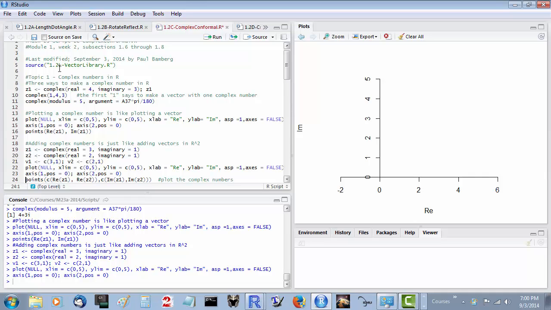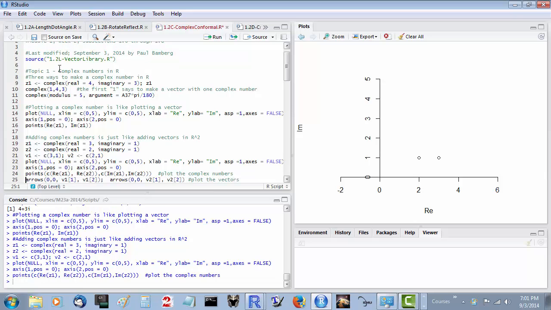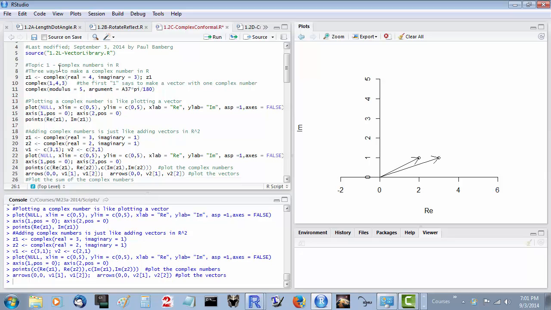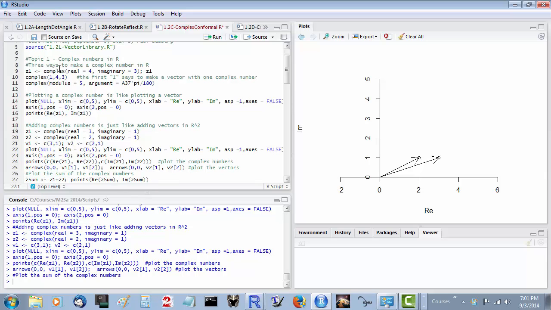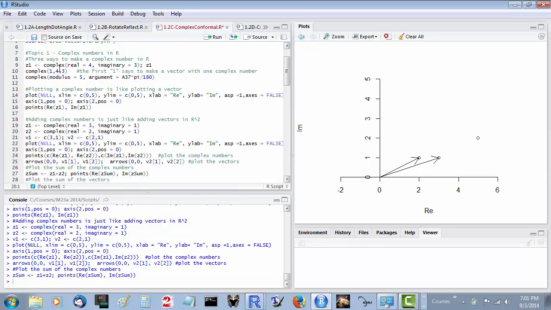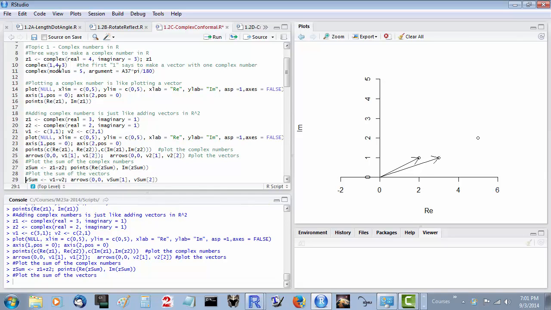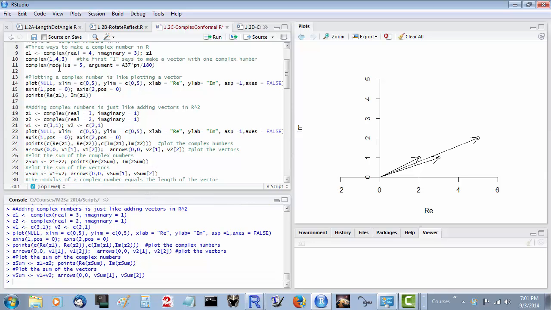And sure enough, if we plot the complex numbers in the standard way, by putting the real part on the horizontal axis, the imaginary part on the vertical axis, and we then plot the vectors in the standard way, the two things turn out to be very much the same. If I add the complex numbers, R happily does this with a plus sign, and plot the result, I get exactly the same result that I get when I add the two vectors.